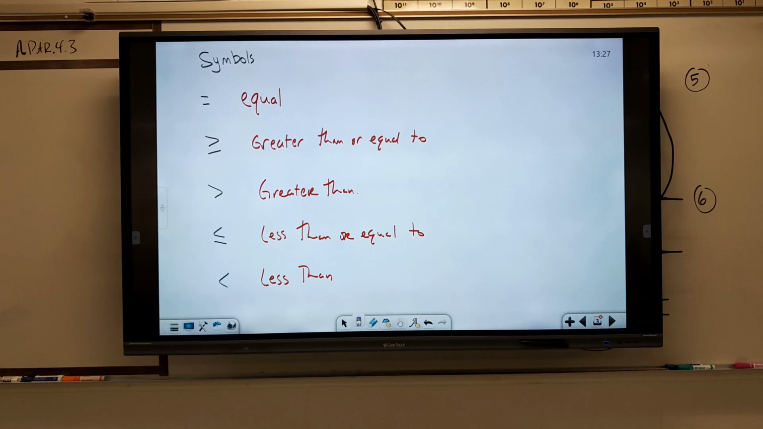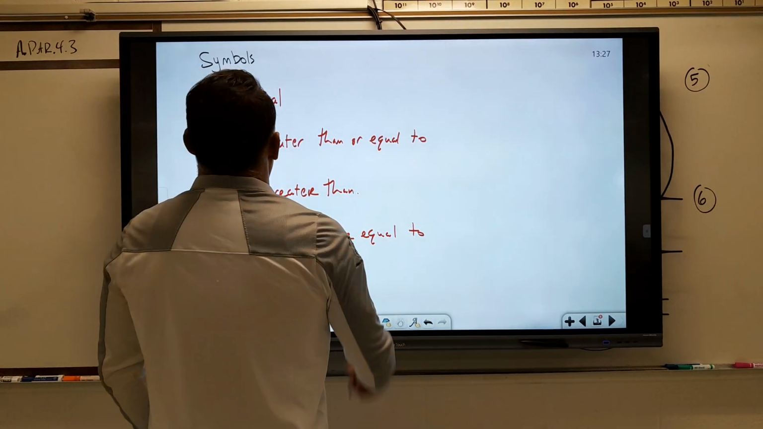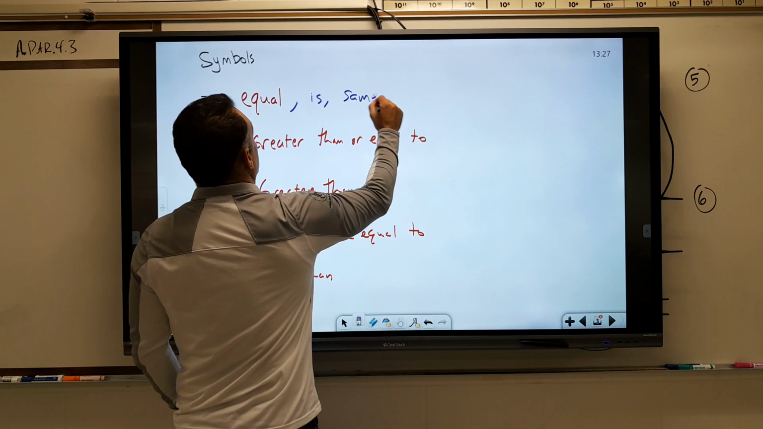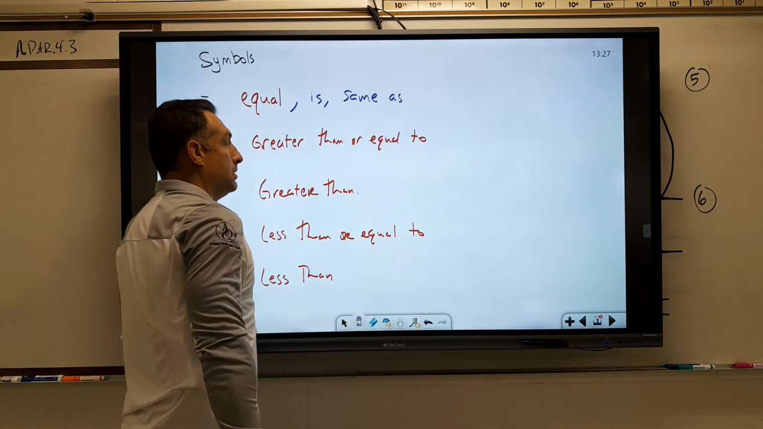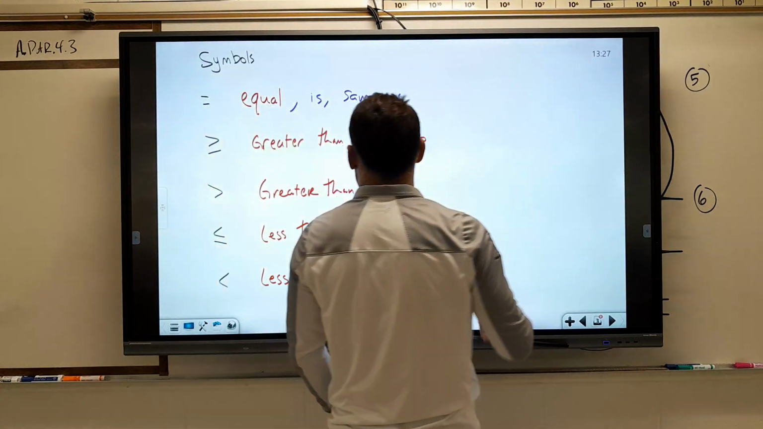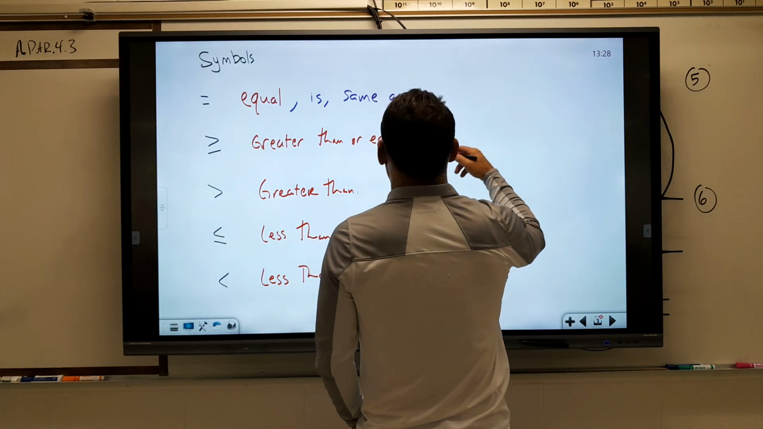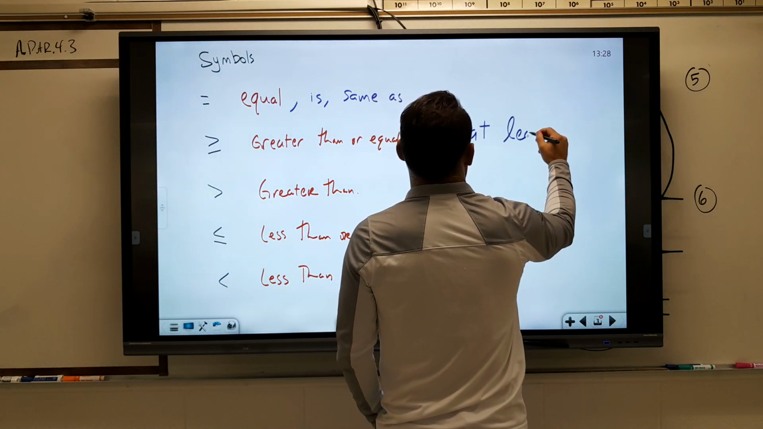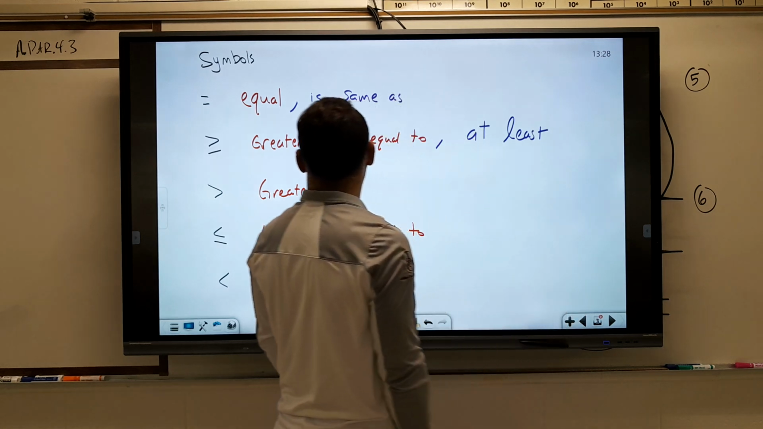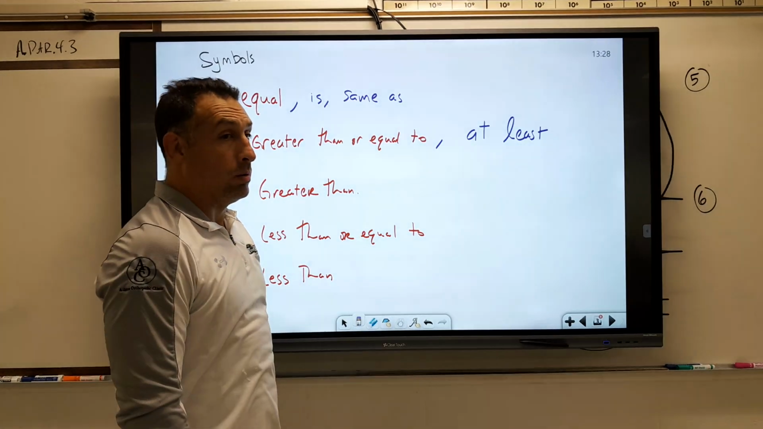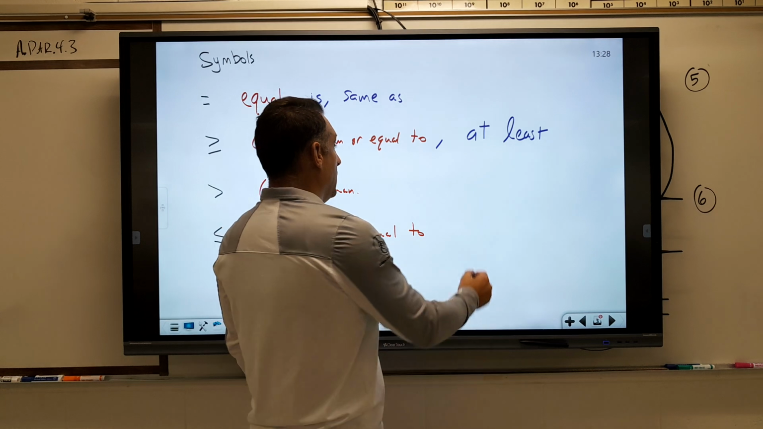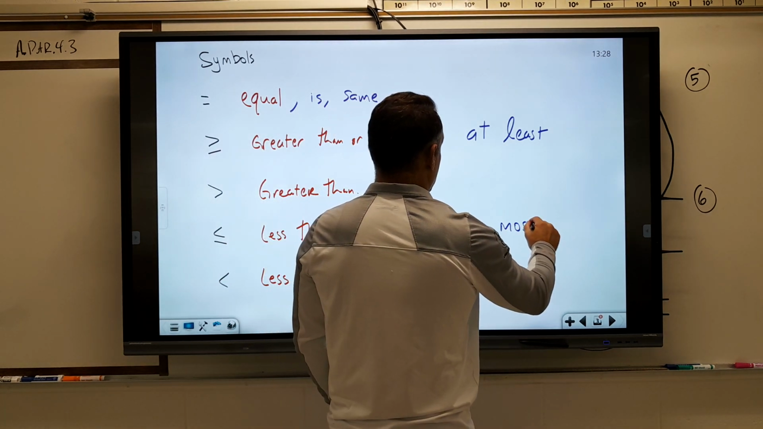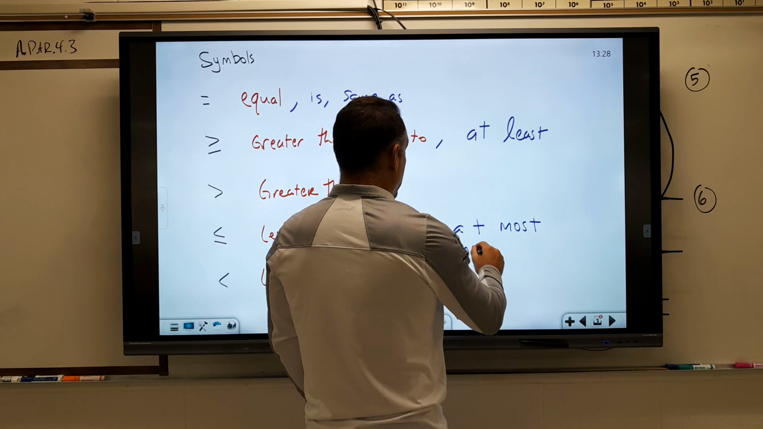A few other keywords to go with these. Is, same as. That's probably, we should be fine there. At least means that much or more. At most, or no more than.